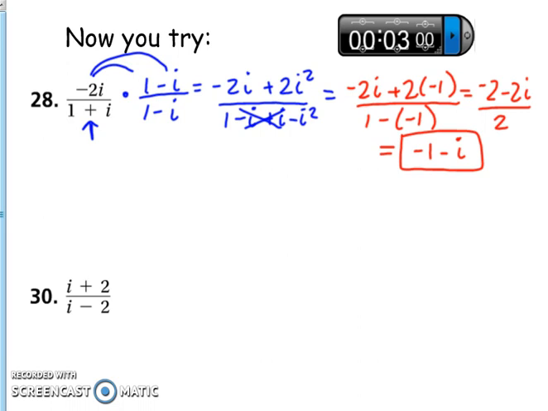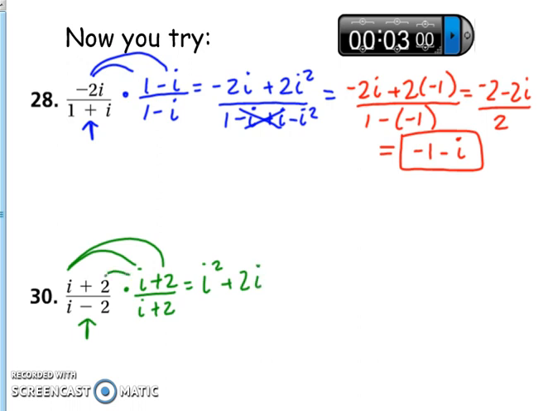For number 30, again, we need to multiply by that complex conjugate. So we're going to just change the sign in the middle. So we're going to multiply by i plus 2 over i plus 2. Okay, so we have to FOIL. i times i is i squared. i times 2 is 2i. 2 times i is 2i. 2 times 2 is 4.